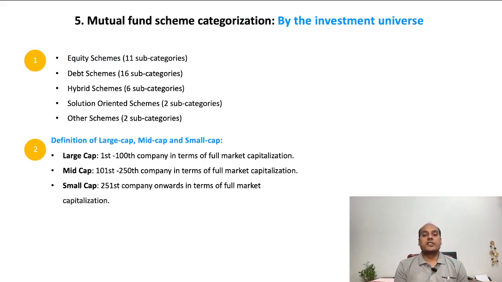So let's talk about mutual fund scheme categorization. There are 5 categories I have mentioned: equity, debt, hybrid, solution oriented, and other schemes, and there are various subcategories. Within the equity space, there are 3 caps: large cap, mid cap, and small cap. The first 100 companies in terms of full market capitalization are called large cap companies. Mid caps are those which lie between the 101st to 250th company in full market capitalization, and any company from the 251st onwards in full market capitalization are small cap companies.